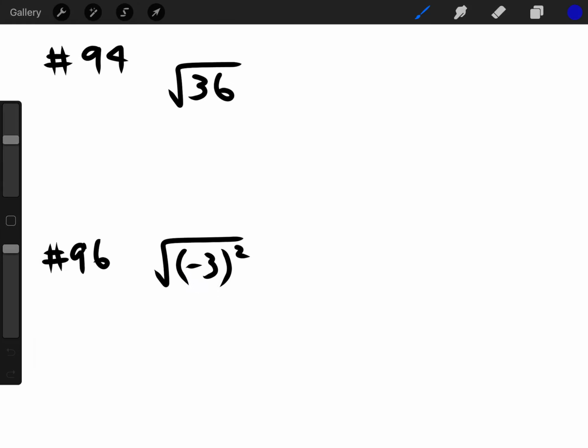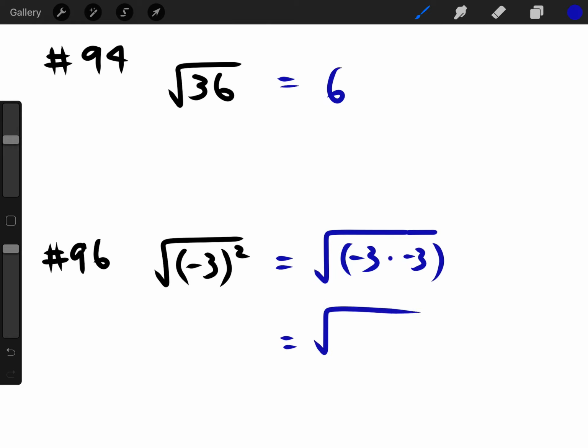Okay, so next one, you already know that the square root of 36 is going to be 6. And this one, you're going to have to square the -3. So -3 times -3 equals the square root of +9. The square root of 9 equals 3.